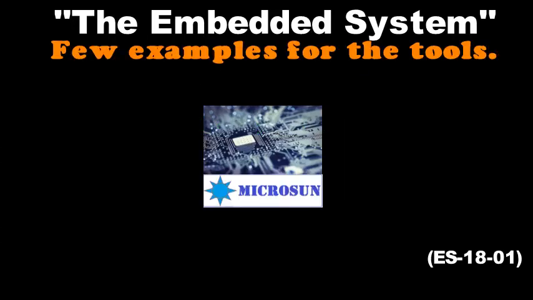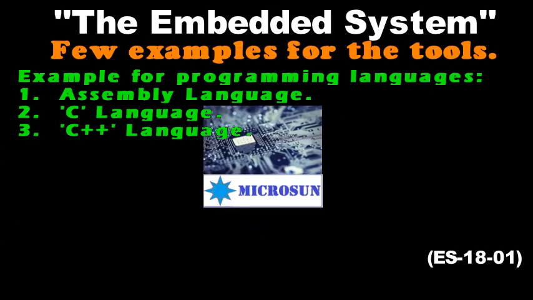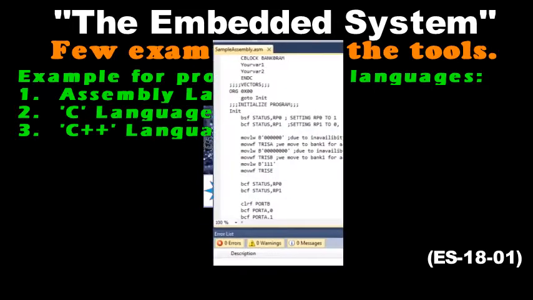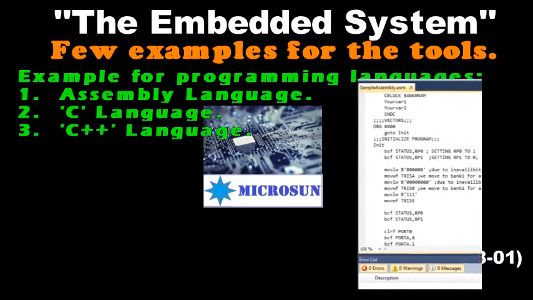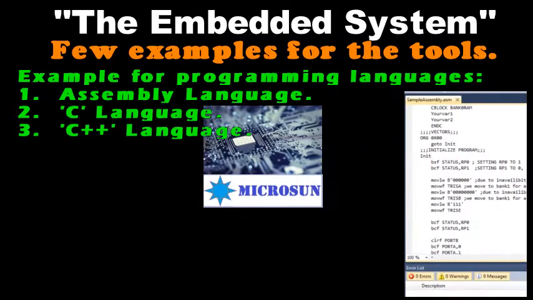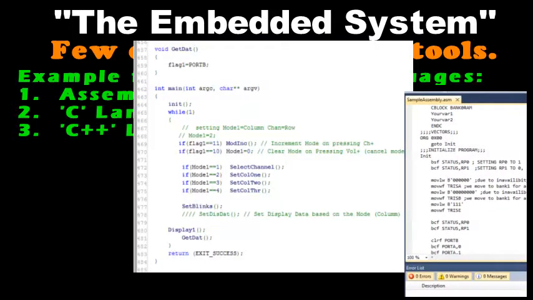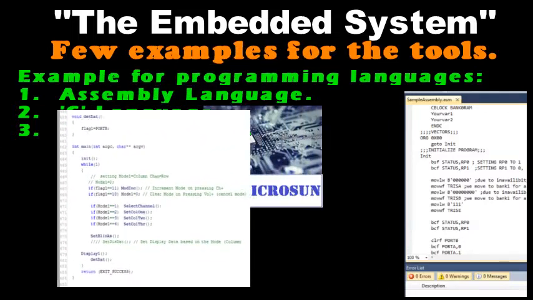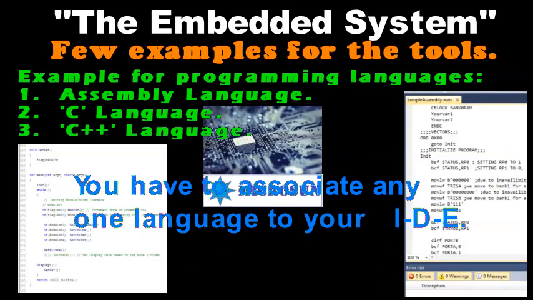Few examples for the tools. The few examples for programming languages are: 1. Assembly language. 2. C language. 3. C++ language. You have to associate any one language to your IDE.